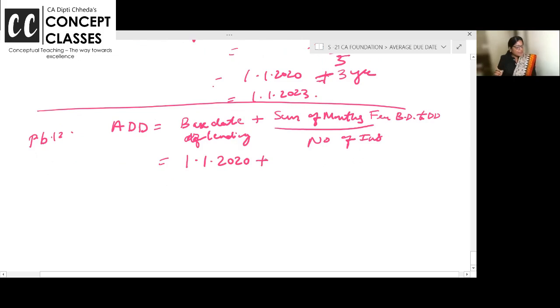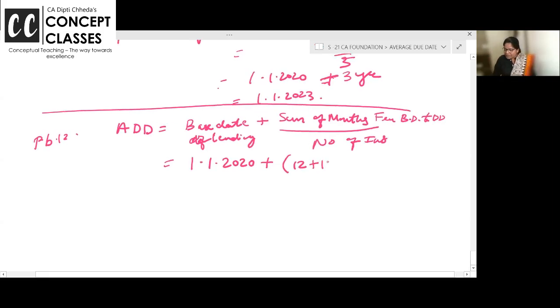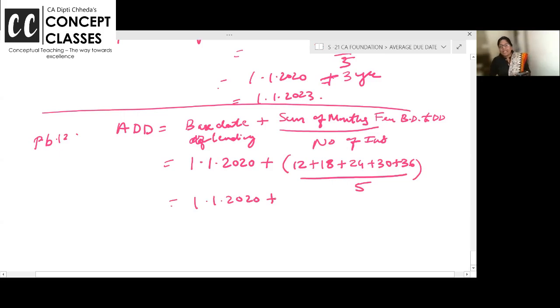1st January 2020. First installment is due on 1st January 2021. So after 12 months. Then after 6 months. So after 18 months, then 24 months, then 30 months, then 36 months, and divide by 5. अच्छा है, clear है? January 2020. Anyone in the class is confused?